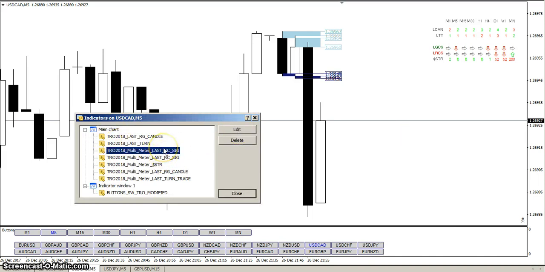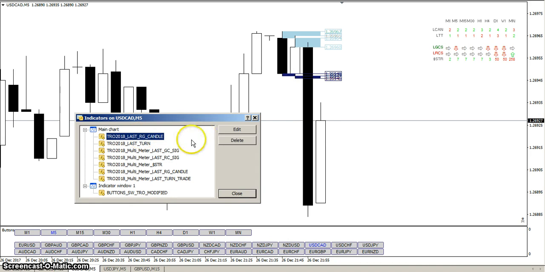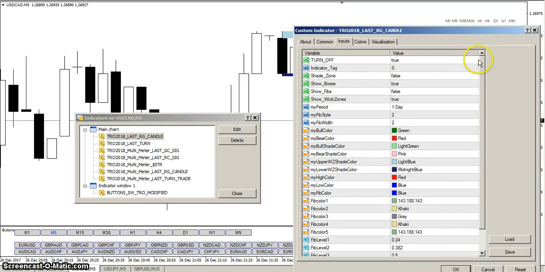Well, I have the multimeters, the last green candle signal and the last red candle signal. So once again, if we're looking at the red-green candles, let's turn this one back on. Let's turn this one off.